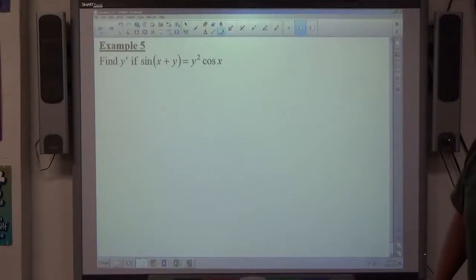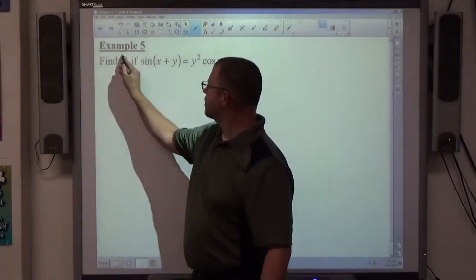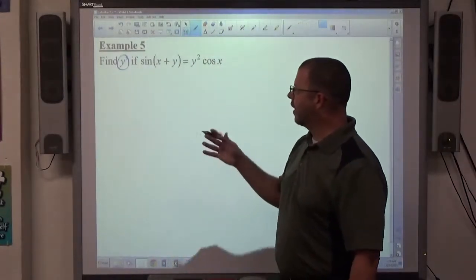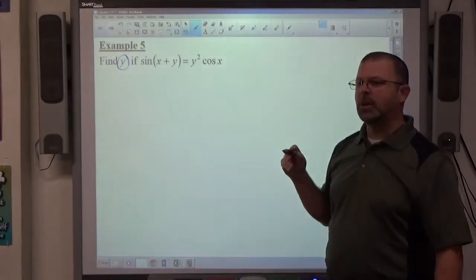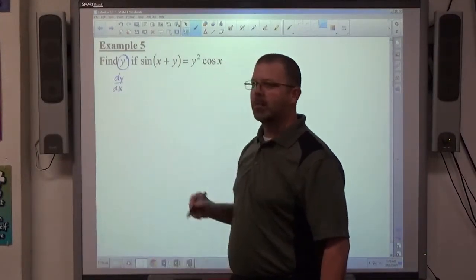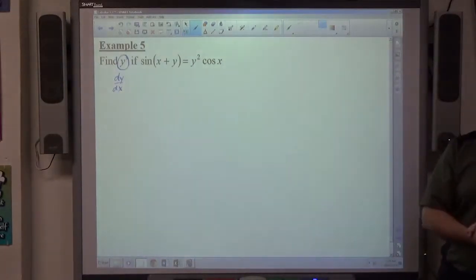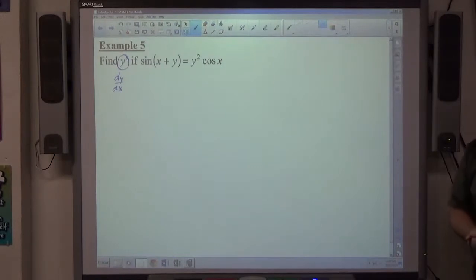Okay, example 5 says find y prime, the derivative, if sine of x plus y equals y squared cosine of x. And y prime is what they're using. When we do implicit differentiation, I prefer dy over dx. So I'm going to be using dy over dx in my work instead of y prime. If I write y prime, then it's kind of confusing in the work. So dy dx is a much different looking thing, so it kind of stands out.